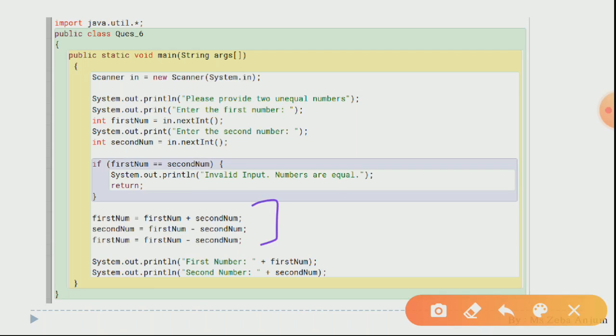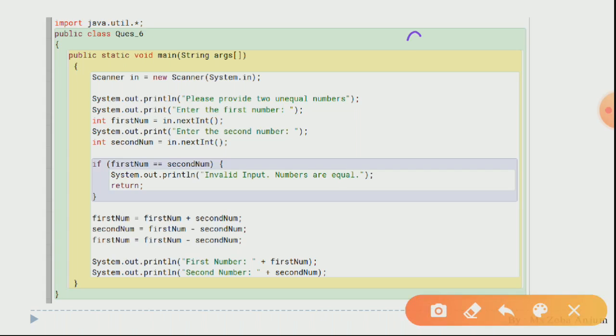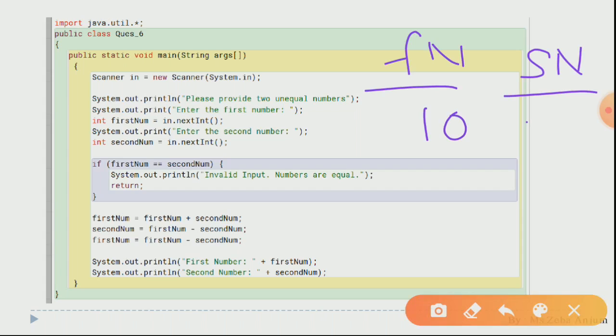Now see again, let us say you have a and b, first number and second number. Better to take first number and second number. Now let us assume first number is 10, second number is 20. See the first line: first number you are changing to first number plus second number. So 10 plus 20 is 30, and the result is stored in the first number, so 30 is written over here. Now 10 is replaced by 30.